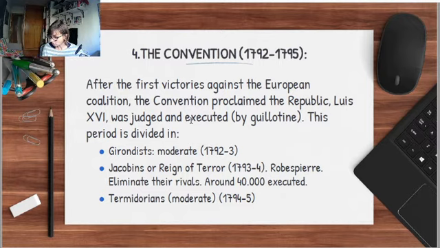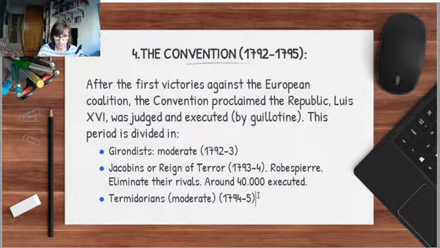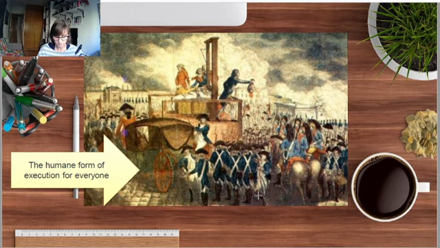The sans-culottes were the ordinary people, who didn't wear culottes, a kind of trousers. So as you can see here, the main stages of this period: the Convention, the Girondists first, more moderate; the Jacobins or the Reign of Terror, where they're going to eliminate their rivals; and the Thermidorians, who are going to be moderate again.